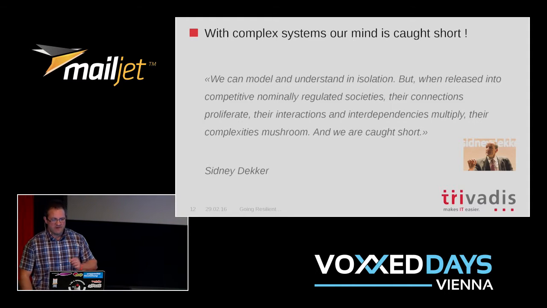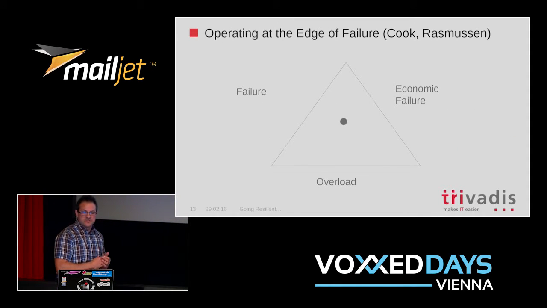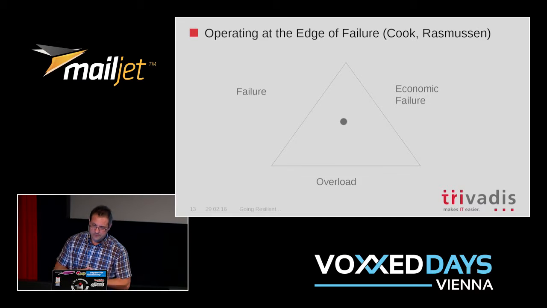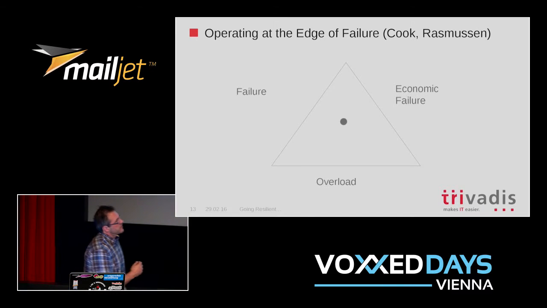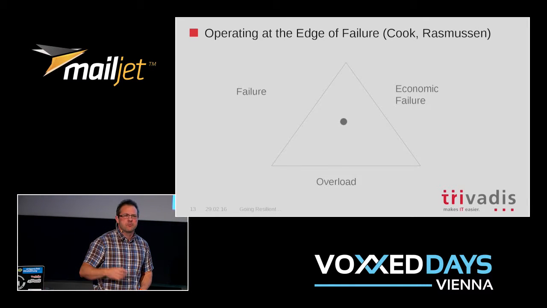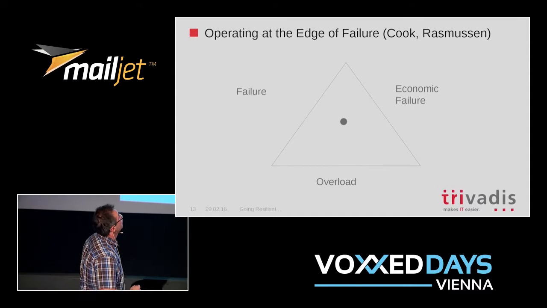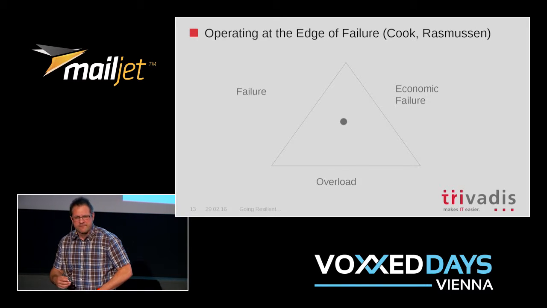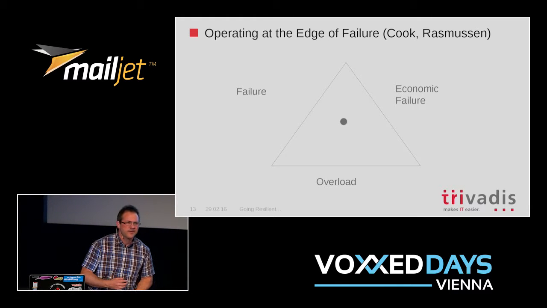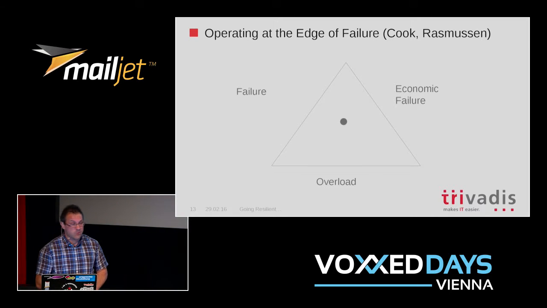Nevertheless, we try to operate these systems somehow. There's another interesting concept, called operating at the edge of failure, where we have 3 dimensions. We have our economic aspect: we should operate things as cheaply as possible. We have the overload, which means my developers have 8 hours a day, and they should also have time for their families and go home. And we have the failure part, which we basically want to prevent.